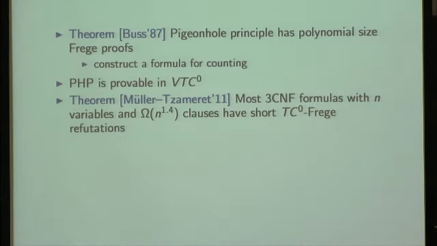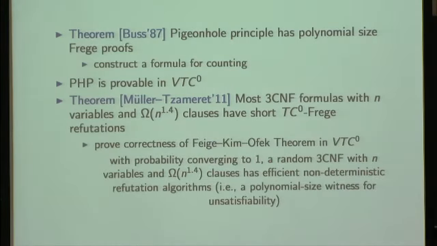The other example, I'm not very well familiar with it. This is a theorem by Müller and Sámal. They show that most random 3CNF formulas with n variables and order n to the power 1/4 clauses have short TC0 Frege refutations. And the main part of their work is to formalize a proof of correctness of this theorem by Feige, Kim, Ofek in the theory VTC0.